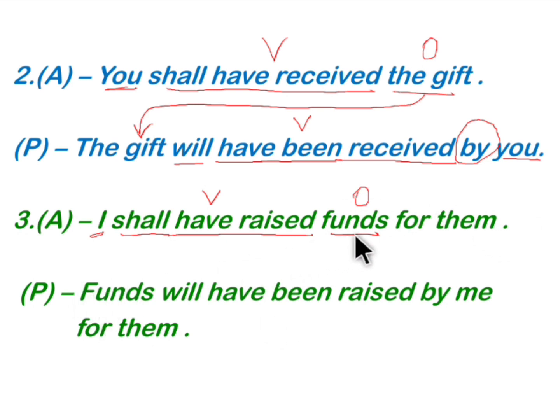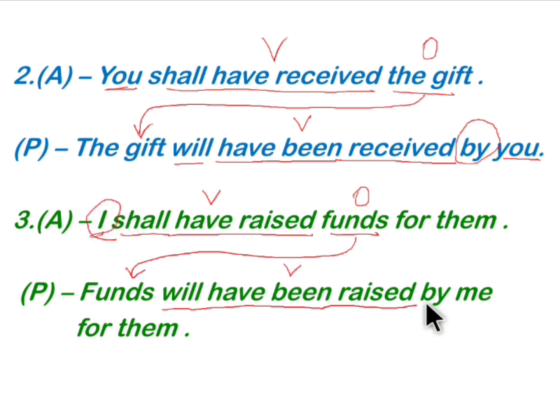Now, the object in the active voice will become the subject of the passive voice. So we begin the passive voice with funds. Funds is the noun here, so we use will and have to denote the perfect tense and been as the be verb. Then we use the past participle of raise, which is raised. So will have been raised is the verb. I will change to me when it becomes the object, and by is used to denote the doer of the action. For them, we just write in the same place where it is in the active voice. So the passive voice is funds will have been raised by me for them.